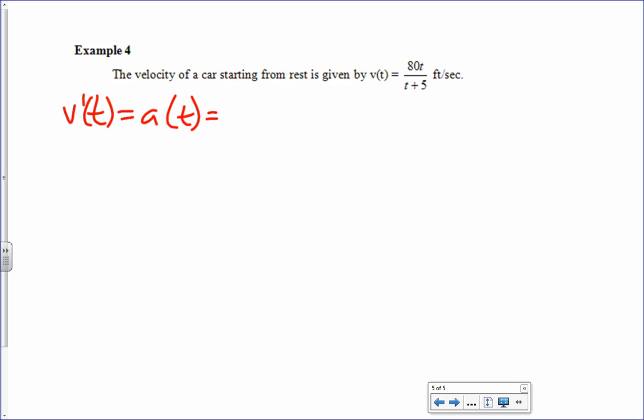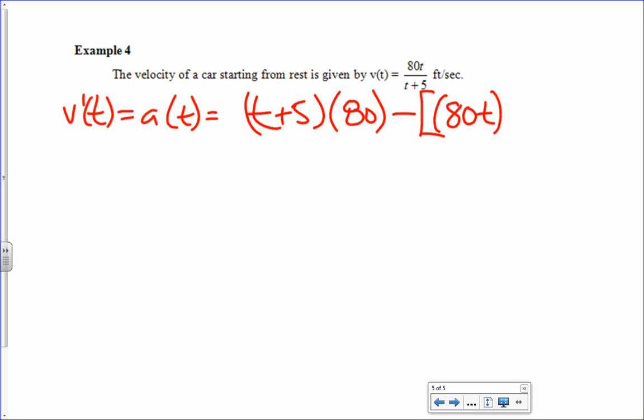How come that little splitting up thing doesn't work like we did before? Yeah, there's not a monomial on the bottom, so we can't quite split it up like we did before. But we can take bottom times the derivative of the top, minus top times the derivative of the bottom.